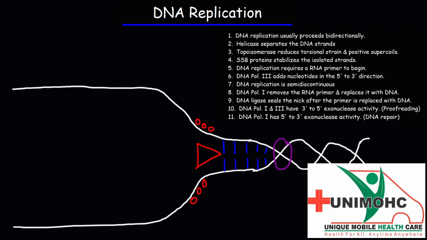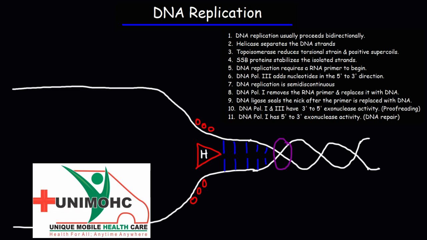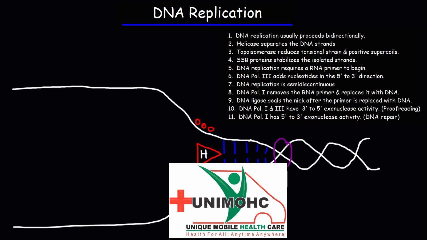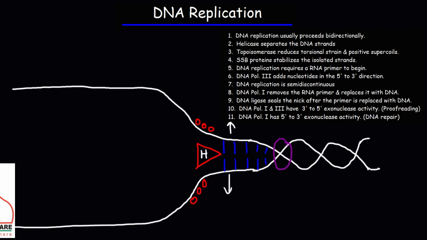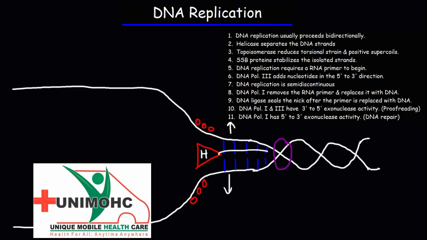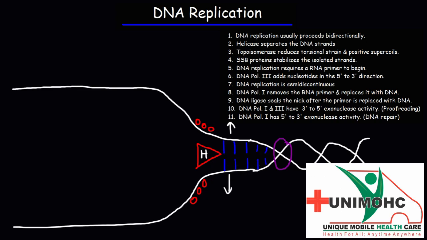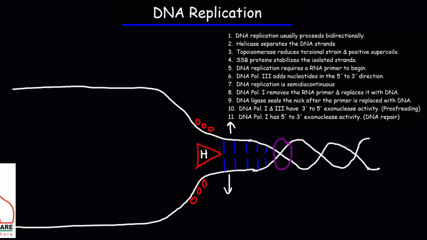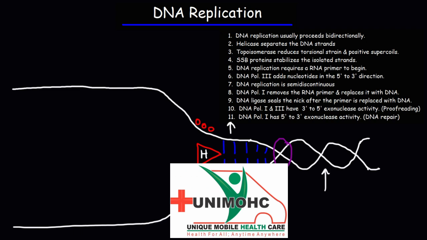The first thing that we're going to talk about is the helicase enzyme. Helicase separates the 2 strands. And it does so by breaking the hydrogen bonds that hold the nucleotides together. As helicase separates the 2 strands, torsional strain is created ahead of the replication fork.